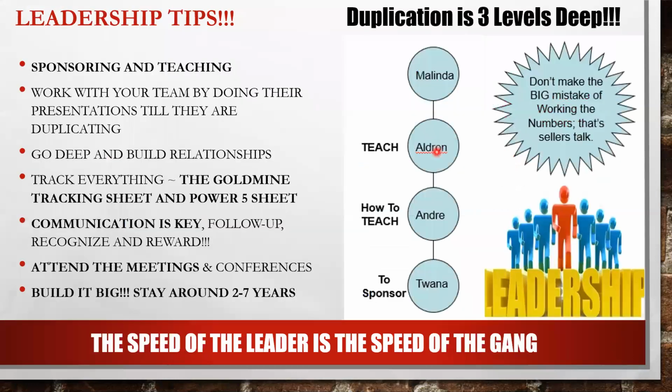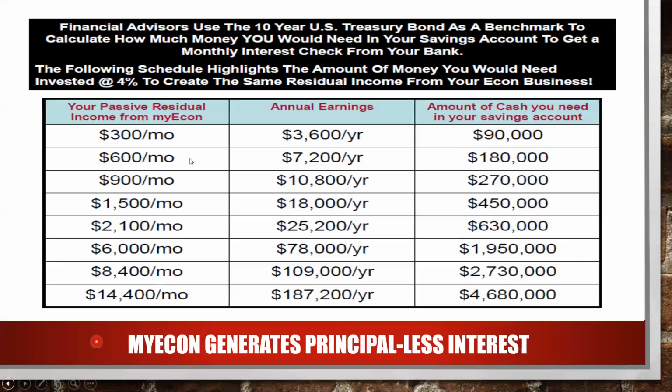If you had $180,000 in the bank, it is going to write you a check for $600 every single month. If you got $450,000 in the bank, it is going to cut you a check for $1,500 a month. But here's your reality. You ain't got that money in the bank. So you're not getting that interest check. But if you build your team, you can make the same amount of money as if you had a whole lot of money in the bank.